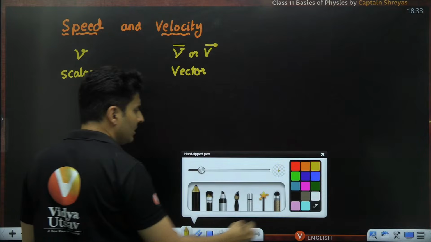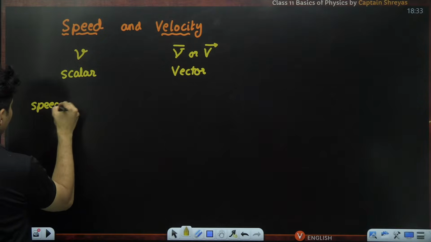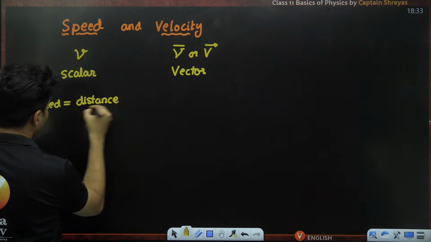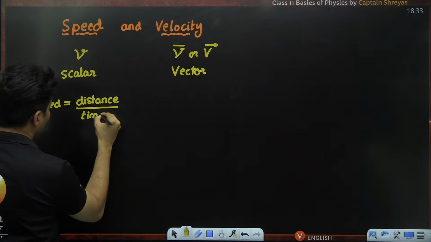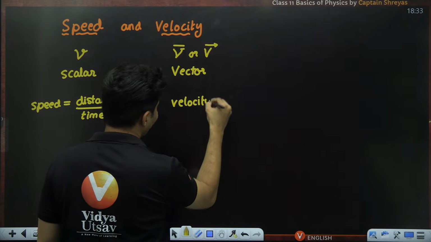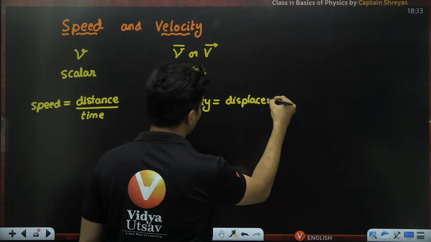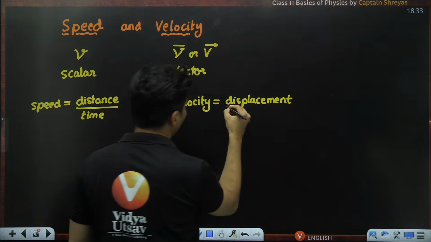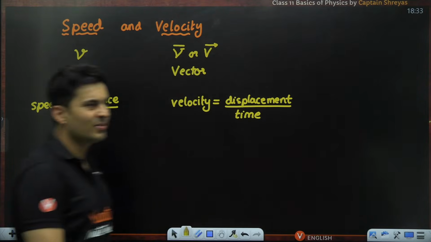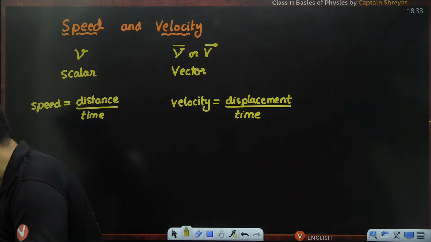So what is the definition then? Speed, guys, is nothing but how much distance you travel upon the time that you take, whereas velocity is nothing but the displacement that you undertake upon the time that you take. Displacement upon the time taken.